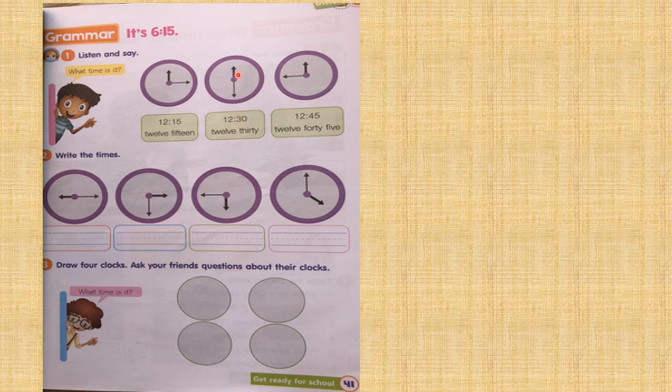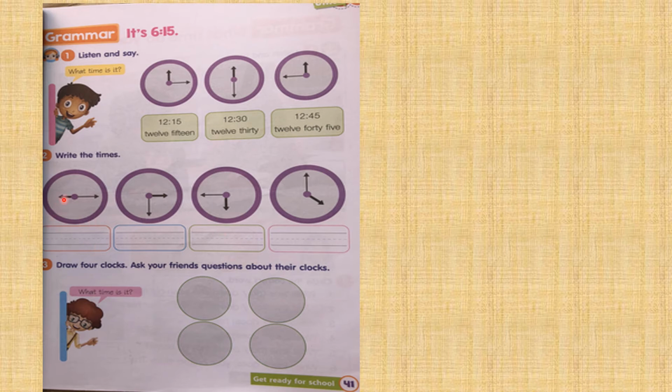Next, how about this one? The hour hand is pointing to 12, and then the minute hand is pointing to number 6. So that means that is 12:30. How about this one? The hour hand is facing number 12, and then the minute hand is facing number 9. Okay, so we call it 12:45.